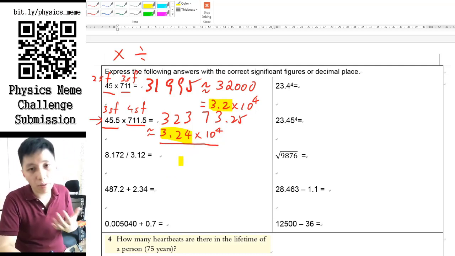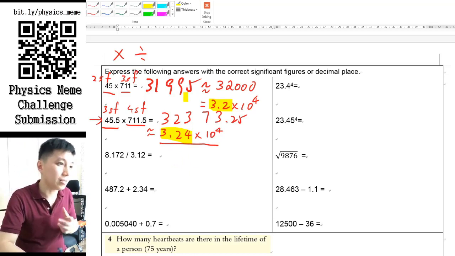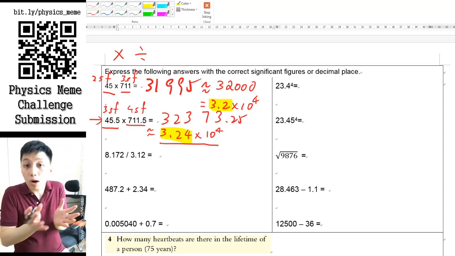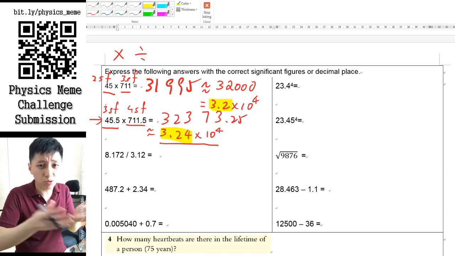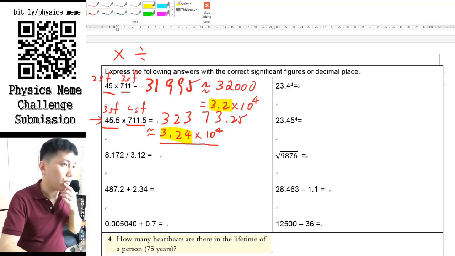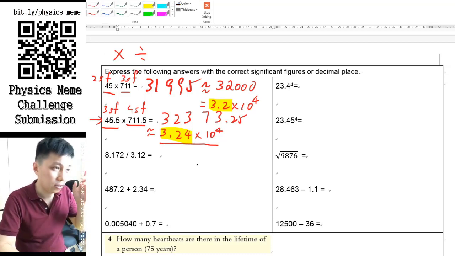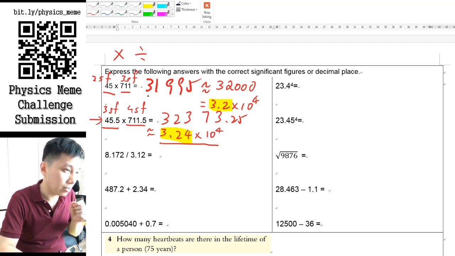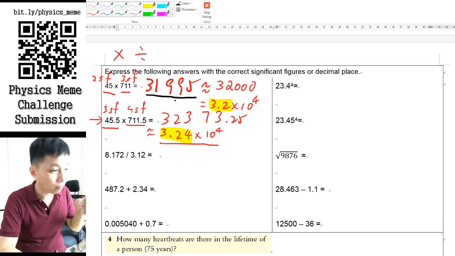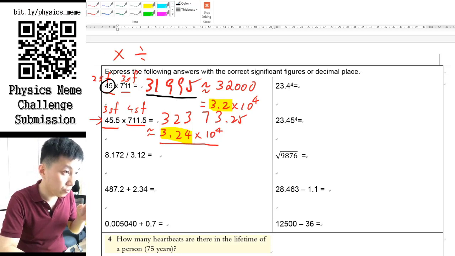The most important thing that I would like to show you instead is the reason why we have to do this at the end of the day. So why do we have to take the least one? Why can't we just take one more? So think about this. When you look at the first question, the answer that we calculated is 31995 from the numbers of these two.